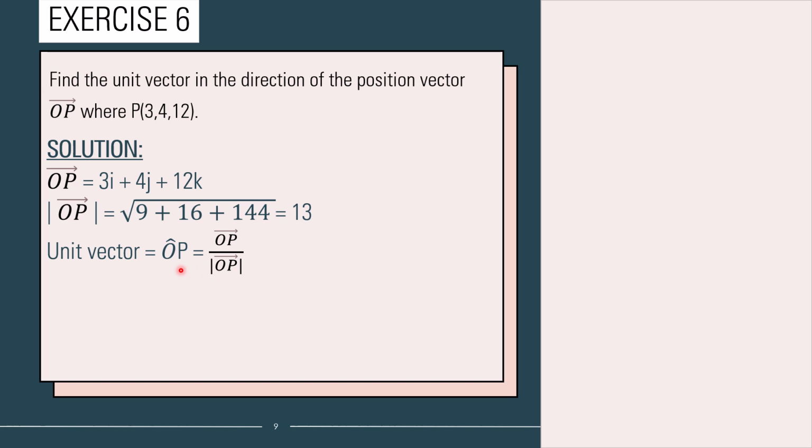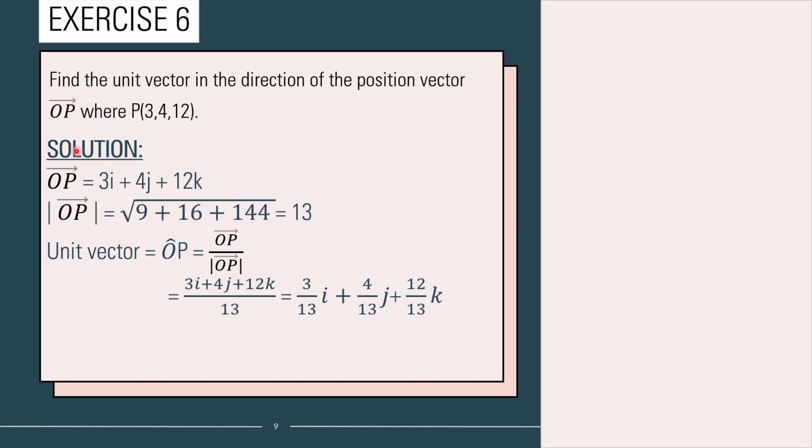So the unit vector of OP: for OP you have to find the unit vector, right? So it is the vector OP, which is this, divided by the magnitude of OP, which is 13. So it will be 3i plus 4j plus 12k divided by 13, right? Now you will write it separately. So you will write 3 by 13 i plus 4 by 13 j plus 12 by 13 k. So this is the unit vector in the direction of position vector OP.